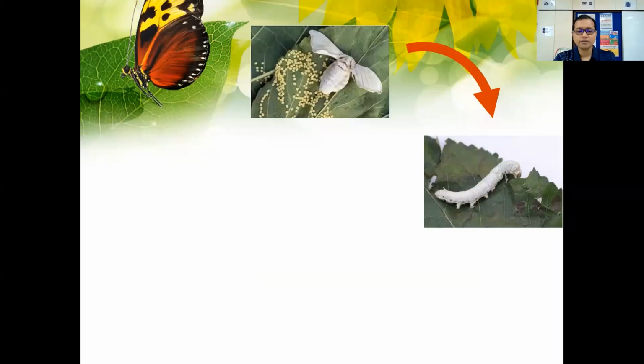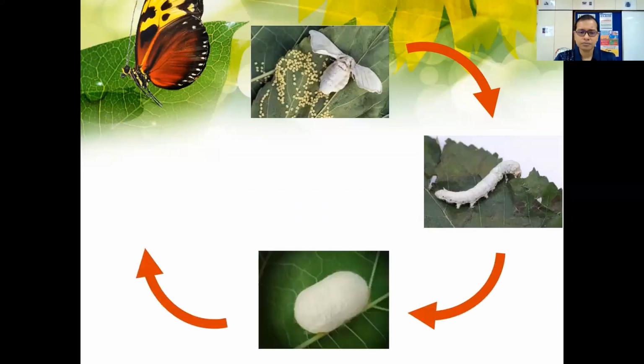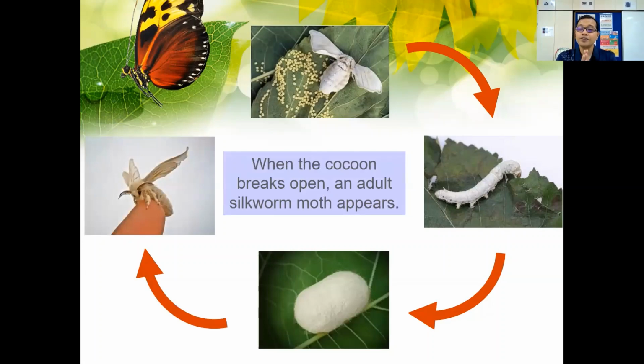Okay, now when the cocoon breaks open, this cute creature comes out. The adult silkworm moth appears. That, my friends, is a silkworm moth. Okay, and it looks pretty cute.